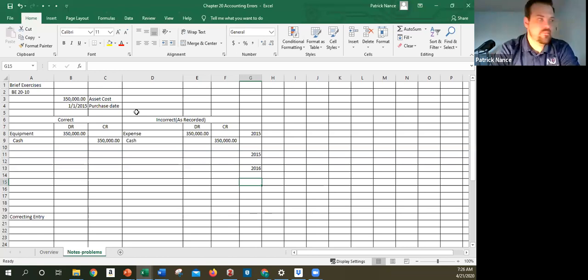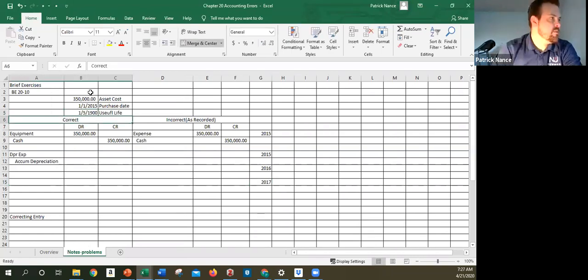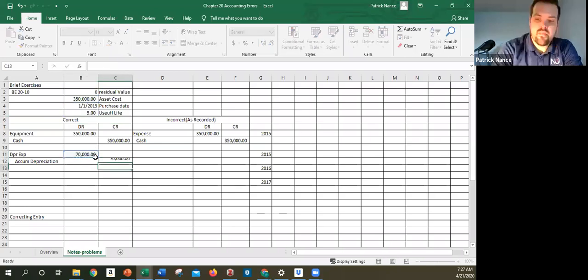So to figure out how much depreciation, the asset minus residual value divided by, I know it's divided by useful life, so $70,000 a year, and be the same.